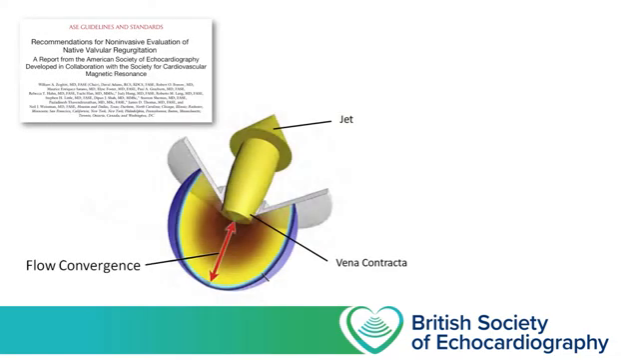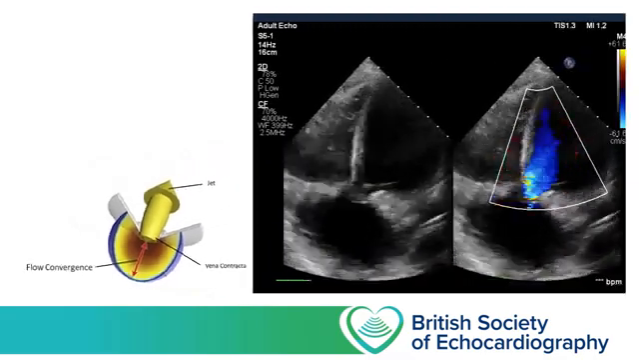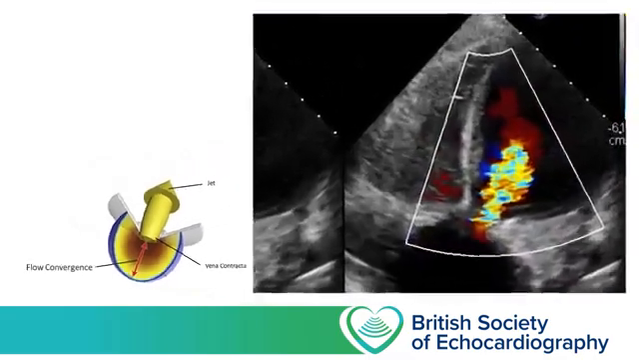Well, let's start by considering the anatomy of the jet, and how the jet appears on our image. So we can consider the regurgitation as having three discrete components. Initially we have the blood in the chamber distal to the valve, the blood that is going to regurgitate.